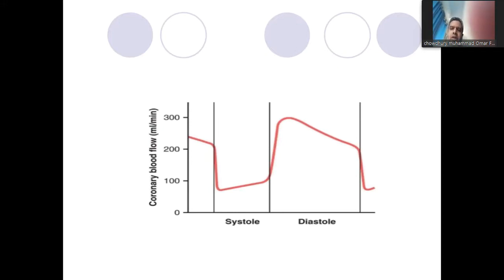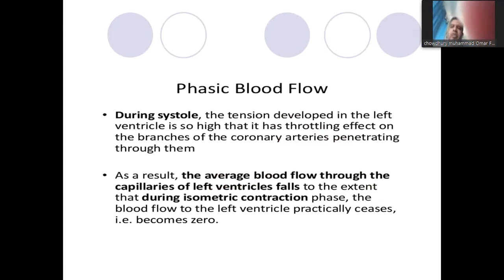This shows the coronary blood flow during systole and diastole. During diastole, the blood flow increased markedly. Phasic blood flow. During systole, the tension developed in the left ventricle is so high that it has a throttling effect on the branches of the coronary arteries penetrating through them. As a result, the average blood flow through the capillaries of the left ventricle falls to the extent that during the isometric contraction phase, the blood flow to the left ventricle practically ceases. It becomes almost zero.